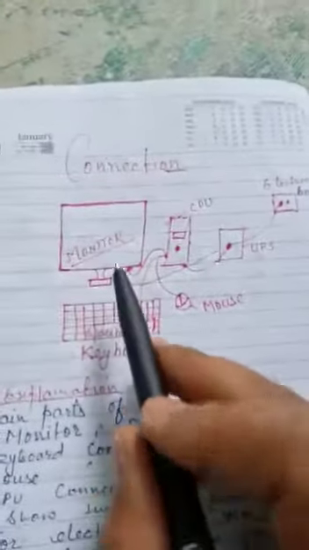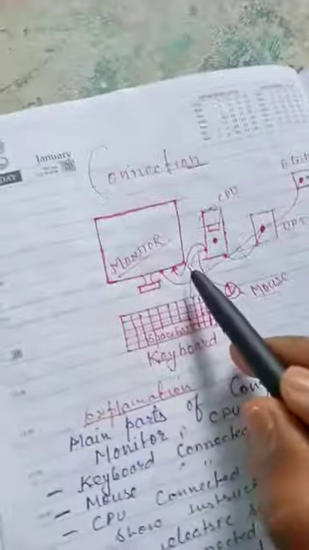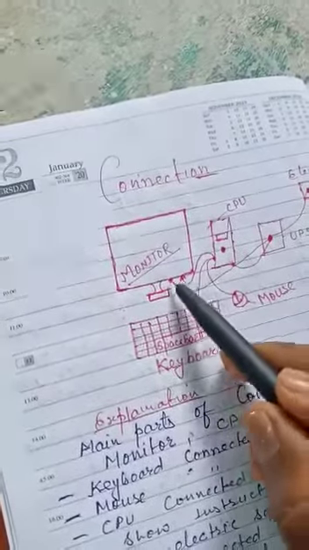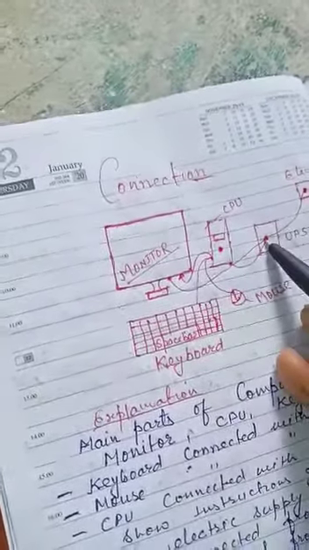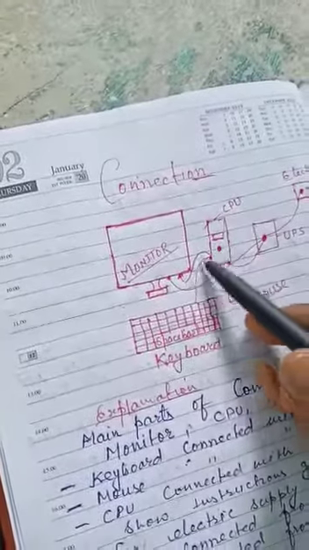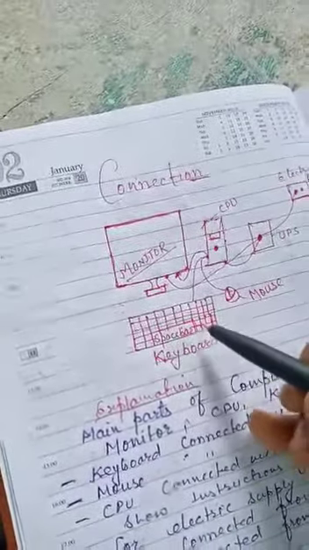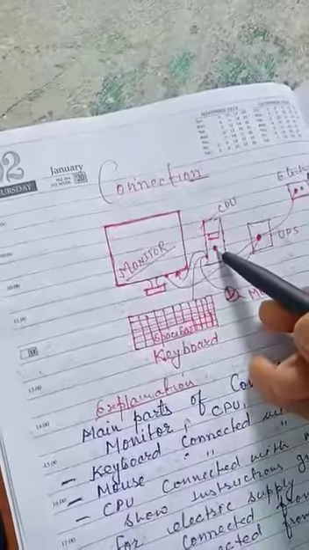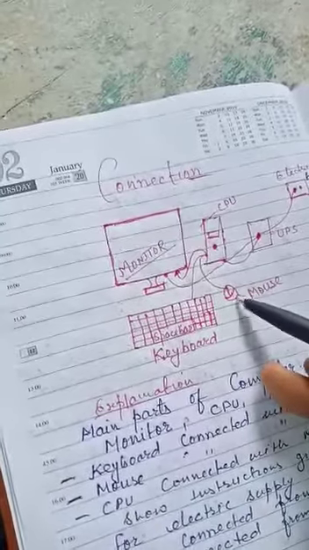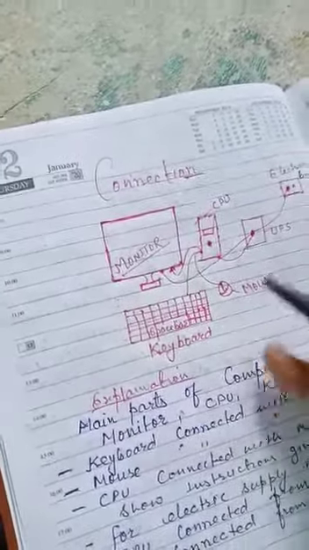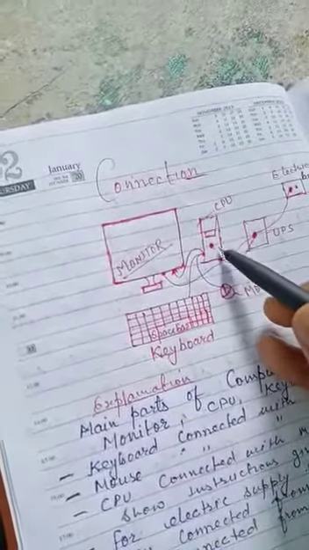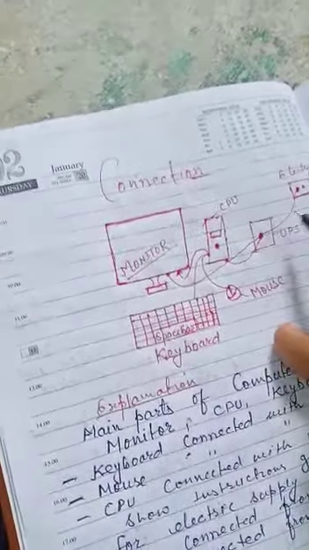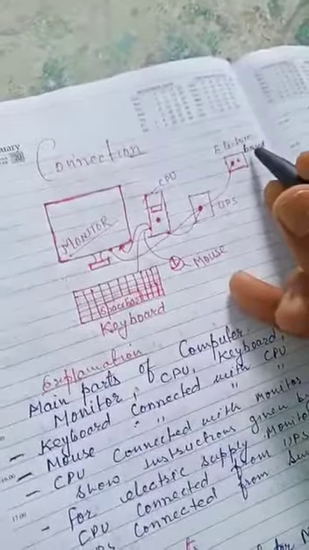The next point is connection of computer. How the computer is connected with the different parts of computer. You can look here. Monitor, the wire goes connected with CPU, and from CPU one wire is connected with monitor. Next is keyboard. Keyboard is connected from CPU. Next mouse. Mouse is connected from CPU. And next, CPU has one wire connected from UPS, and UPS is connected from electric board.